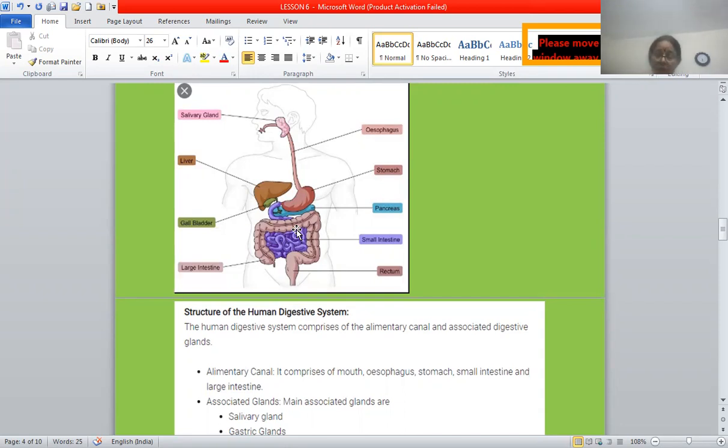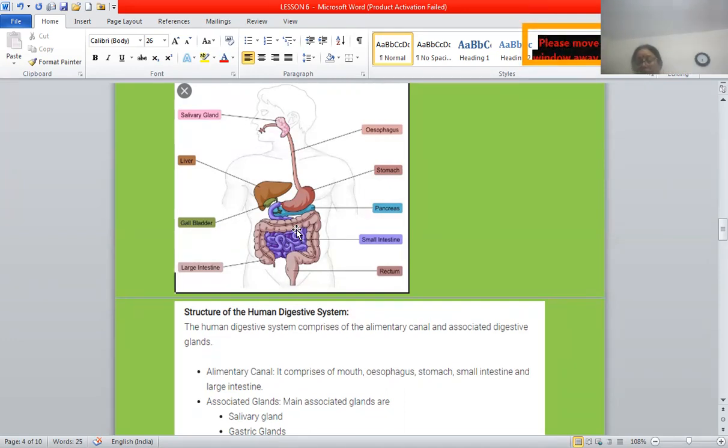Then the tongue. What is the function of the tongue? You all know the tongue has taste buds, and it helps in moving food and cleaning teeth. We have studied all this in the junior classes. We will study the main organs. Besides tongue and teeth, we have salivary glands in our mouth.